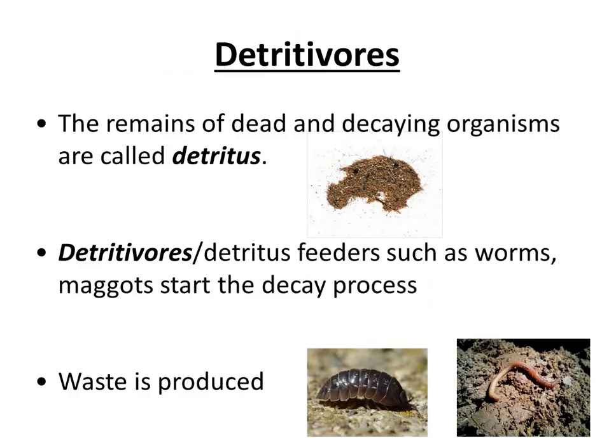But before the decomposers come along, there are detritivores. Detritivores are the first things that come along to a dead carcass or dead material. The dead or decaying material is called detritus. These detritivores, such as worms, maggots, woodlice, these detritus feeders, start the decay process and they will produce carbon dioxide.